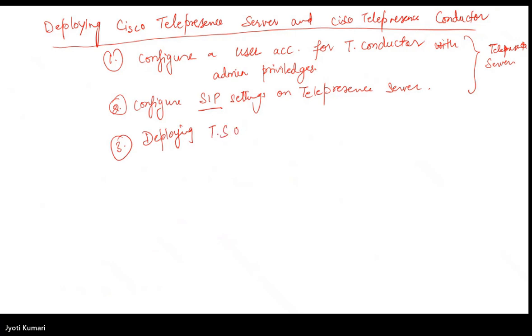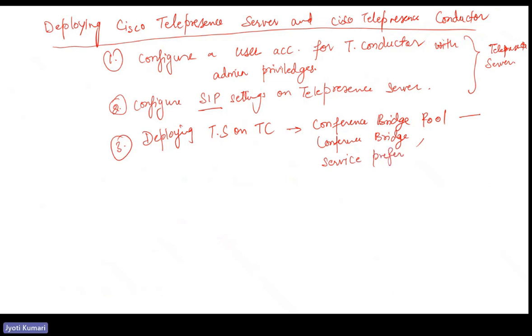Then the third part comes as deploying the telepresence server, I'm just writing it in short like this, on the telepresence conductor. So for that, on the conductor, we configure a conference bridge pool. We can configure multiple conference bridges. These are two different things. First, we create a pool because different bridges can be a part of a bridge pool. And then we configure the conference bridge. We configure service preference. All these will be template based. It will give you a form to fill in some information.